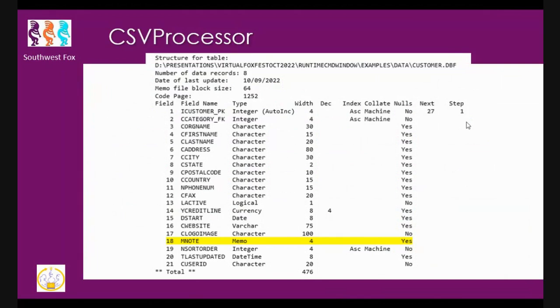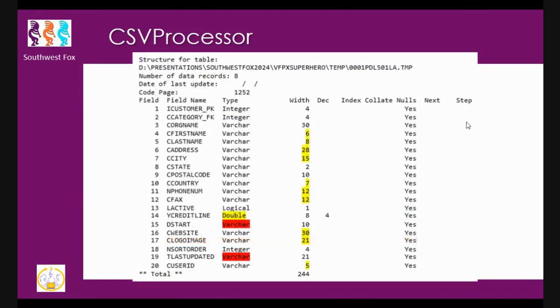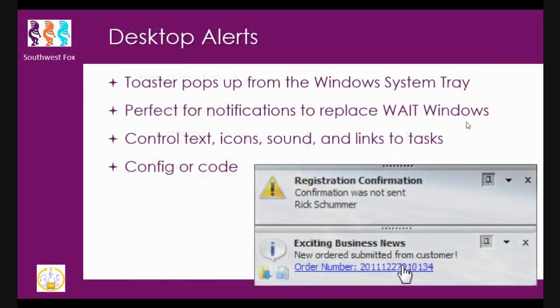This shows, like here, I highlighted the memo field. It will export memo fields. In this case, you can see the last update time came in as a varchar 21. Not exactly what you would want, but again, you can fix all that.